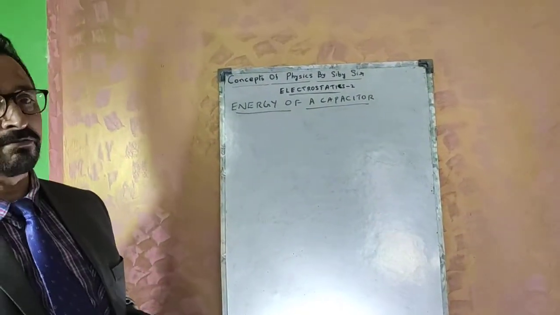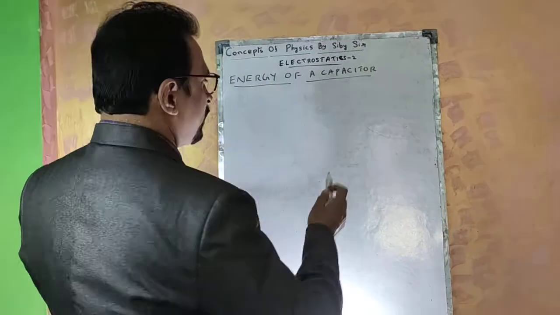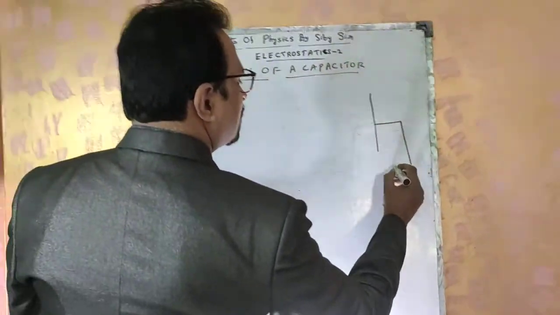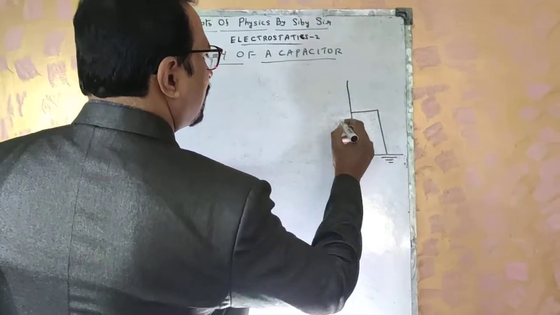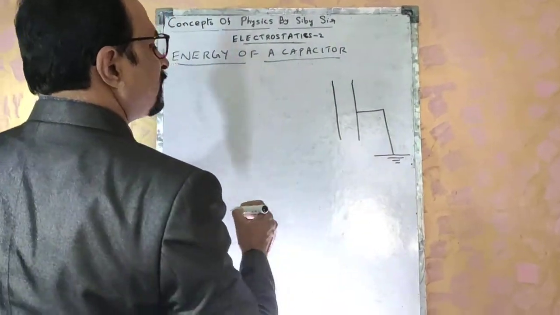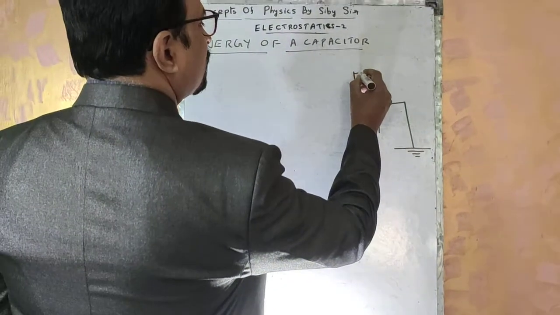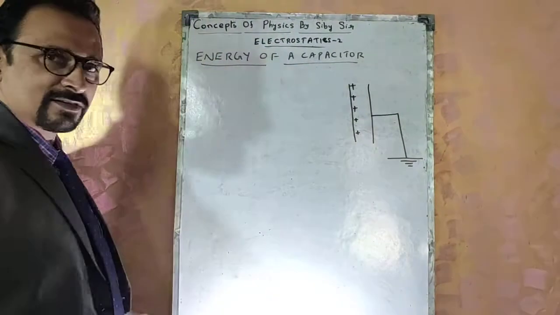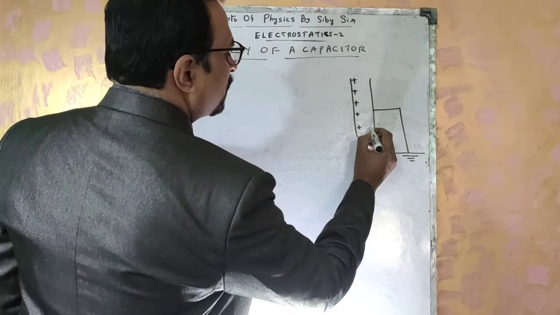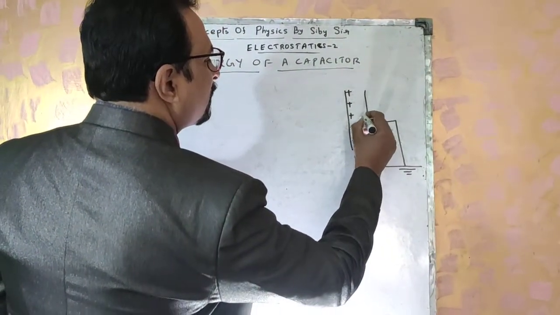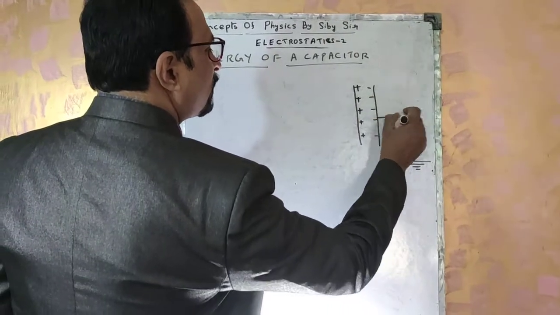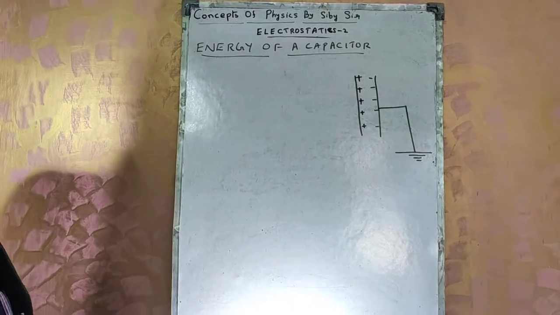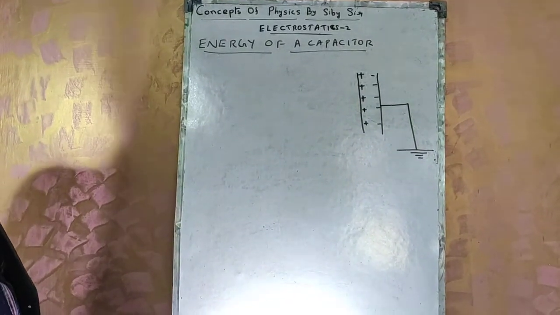Now, how to construct a capacitor? Already I told you, you have to keep an uncharged conductor, which is earth, near to the charged conductor. Suppose there is positive charge on this conductor. If that is placed near to an uncharged conductor, negative charge is induced on it. On the other side, there is earthing. This is called capacitor.